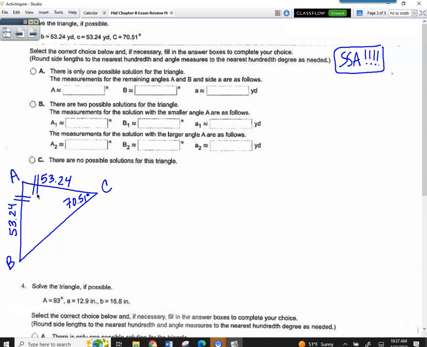Another way to call this base angle is turn it like a rooftop, with the base on the bottom. So if I turn this like a rooftop, it's going to be this angle congruent to that angle. Which means I know angle B is 70.51, right?